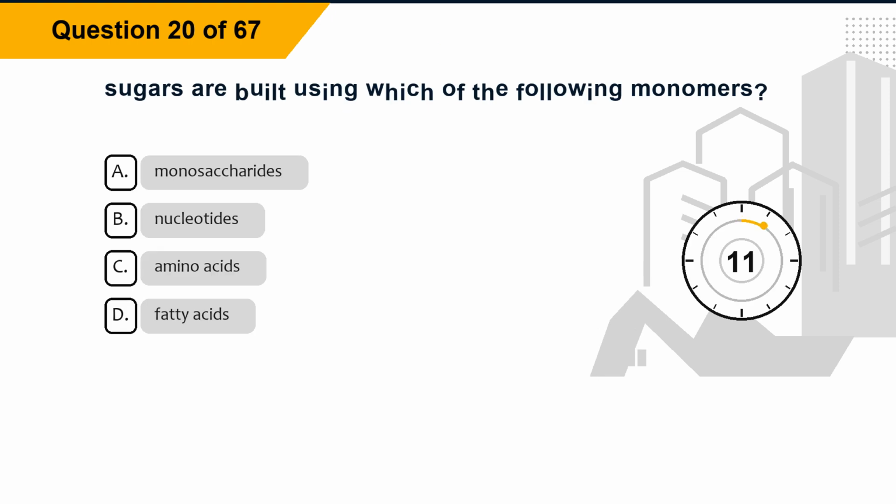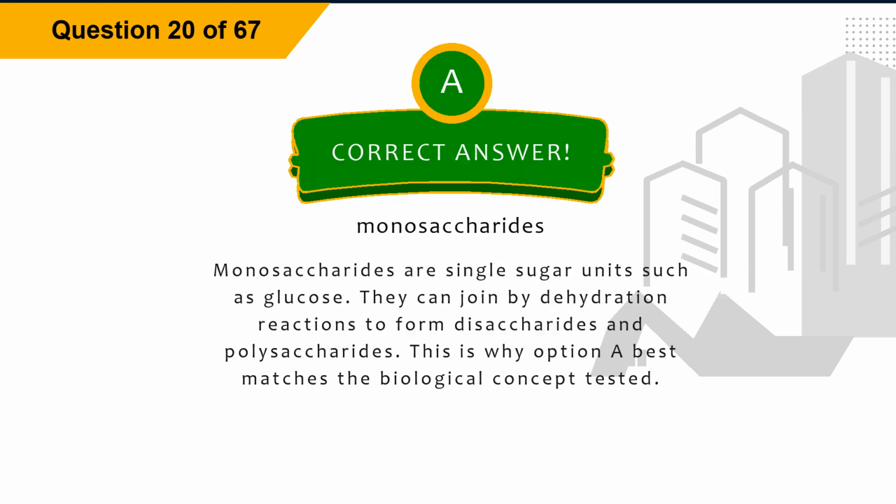Question 20. Sugars are built using which of the following monomers? Option A, monosaccharides. Option B, nucleotides. Option C, amino acids. Option D, fatty acids. The correct answer is option A, monosaccharides. Explanation. Monosaccharides are single sugar units such as glucose. They can join by dehydration reactions to form disaccharides and polysaccharides. This is why option A best matches the biological concept tested.